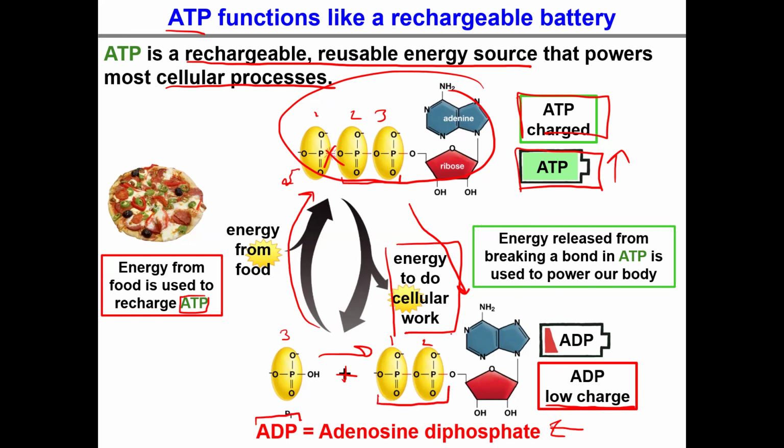phosphate groups. Once we have this, again, we need to go ahead and recharge that because ATP is a rechargeable, reusable energy source. So we're going to recharge it by using food in order to recharge that back up. Once we've done that, it's going to go ahead and add an additional phosphate group back into it, meaning now instead of ADP, we're going to end up back with ATP.